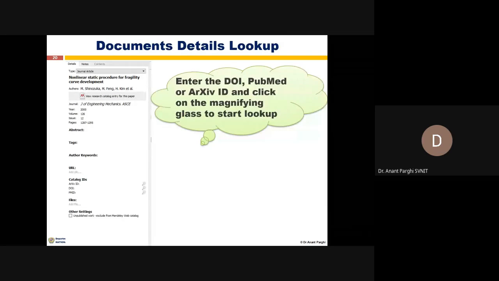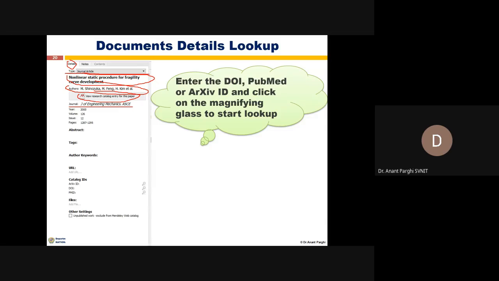We can understand the details of the document here, like the article type, the journal type, and the title of the article, for example, non-linear static procedure for fragility curve development. Then the name of the author, and the journal information: which journal the article has been published in, for example Journal of Engineering Mechanics, American Society of Civil Engineers. Year of publication 2000, volume, issue, and the pages, right? What we said earlier.